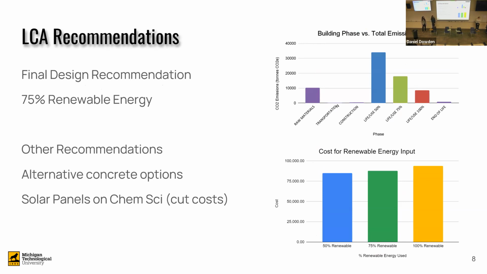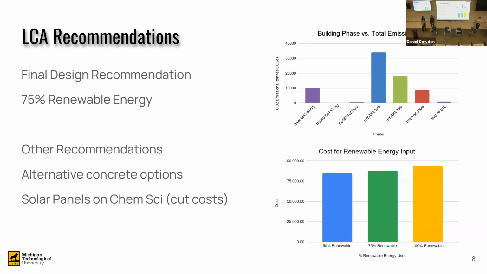And our other recommendations, well, we didn't dive too much into the other design aspects. The raw materials do have large CO2 emissions from the amount of concrete that is used in this project. So finding an alternative that has lower emissions, or using less concrete, is a smart option. And our final recommendation is to add solar panels onto the south side of Kempside.